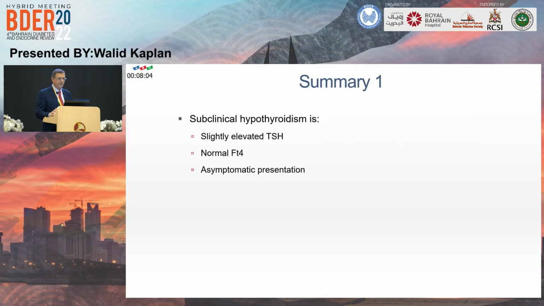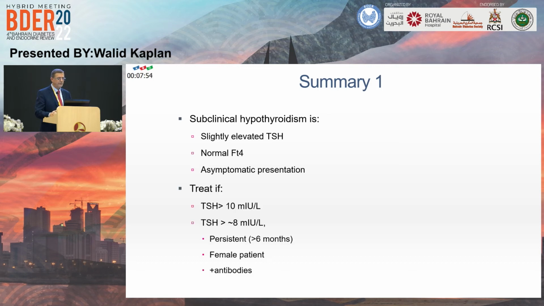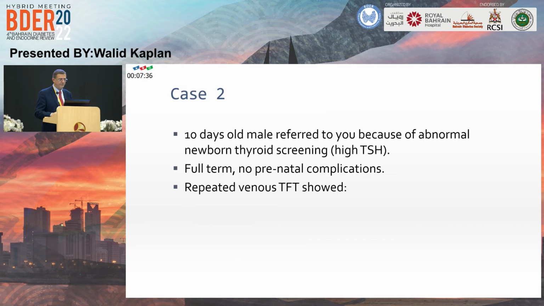So summary number 1, subclinical hypothyroidism is a slightly elevated TSH with a normal free T4 in asymptomatic patients. Those patients can be treated only if the TSH goes above 10, or if TSH around the 8 or so, but stays as such for more than 6 months, in a female patients who have positive antibodies. Outside those, you do not need to treat your patients.